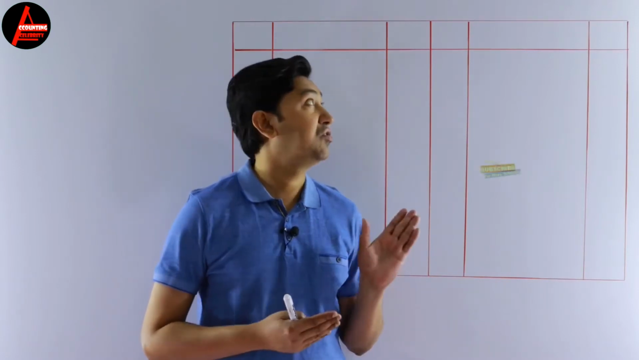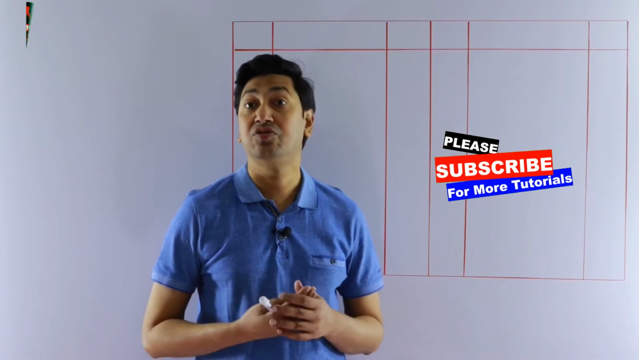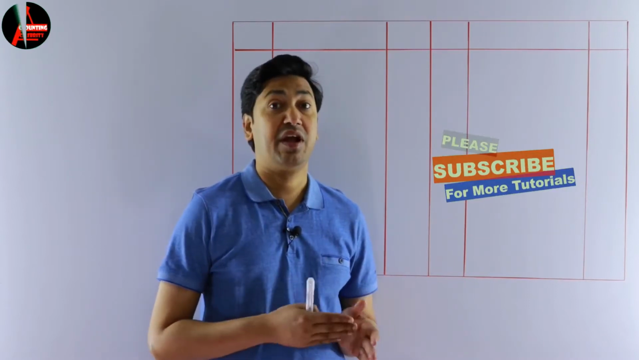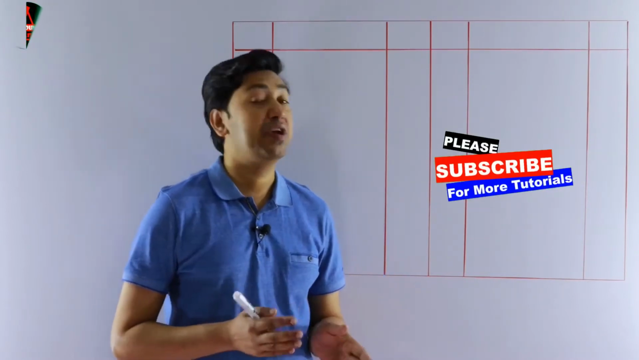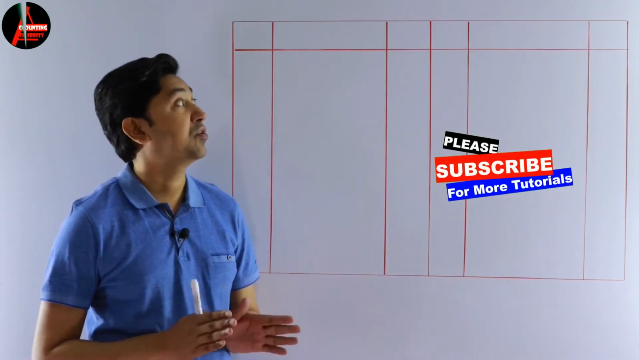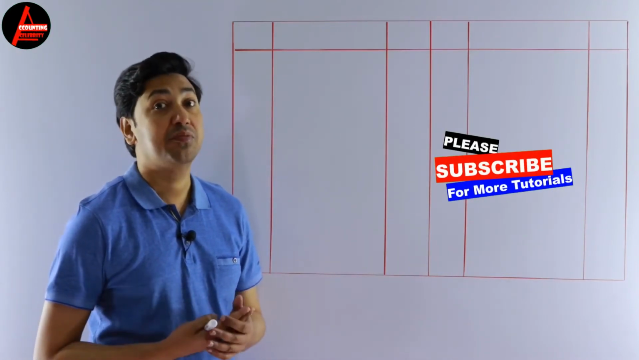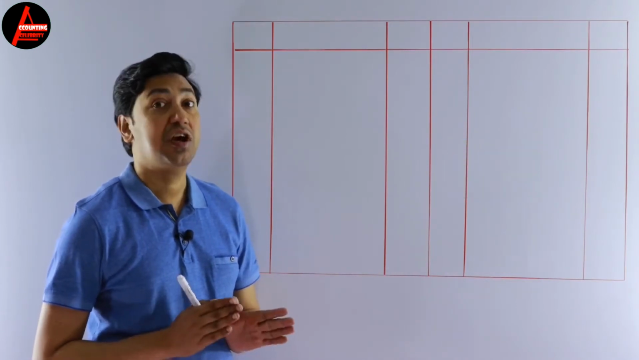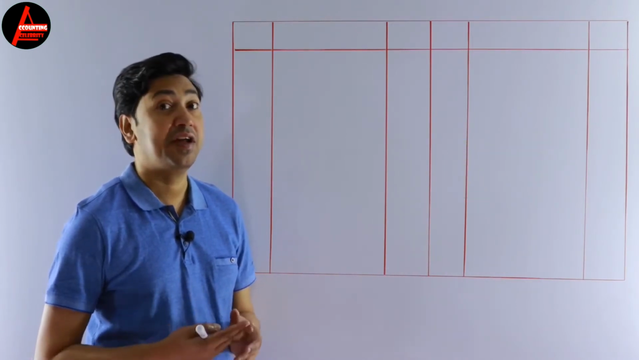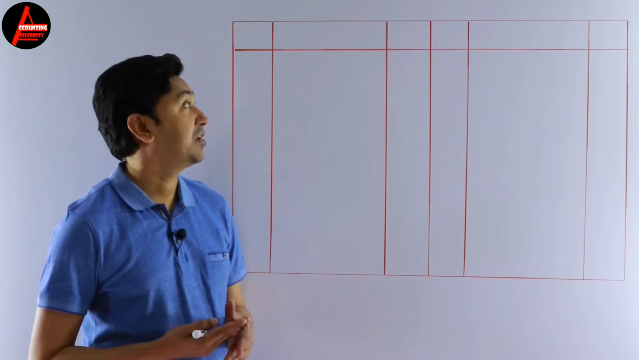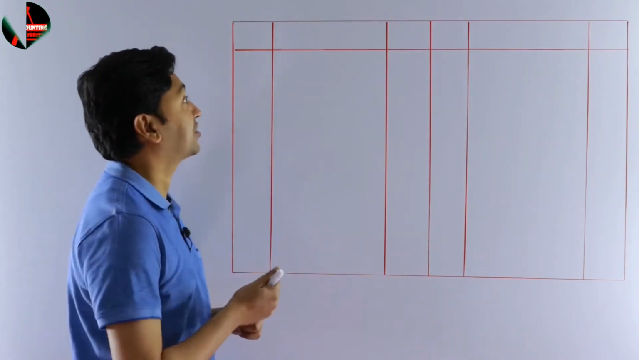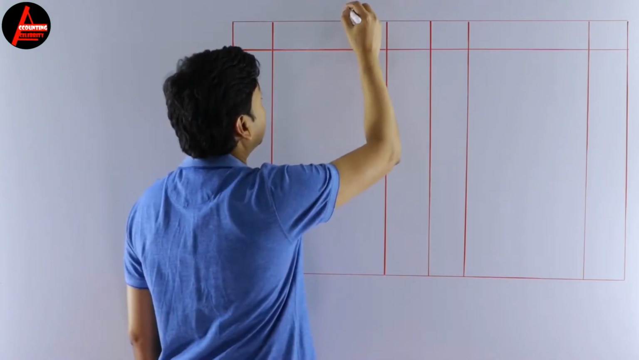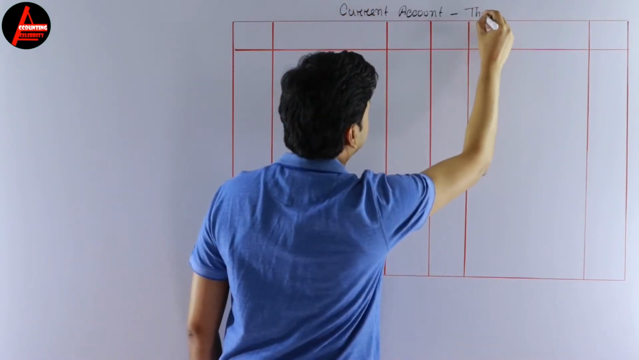Now the question we'll do today has two partners, one is Sumit and the other is Dio. We can do this current account for both partners together, or you can prepare the current account separately for each partner. Today I'll show you only the current account for Dio. So let us first write current account, and the partner name is Dio.